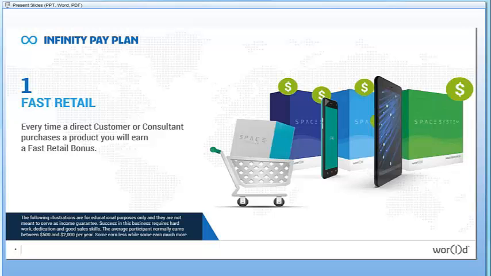So fast retail, someone comes in on the master pack, 200 in volume is generated, and that volume is generated as part of your dual team. Now you instantly earn $60, and that money can be withdrawn anytime you want. It can be withdrawn daily or every 2 days, every 5 days.